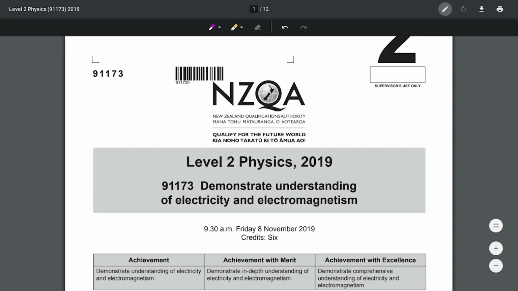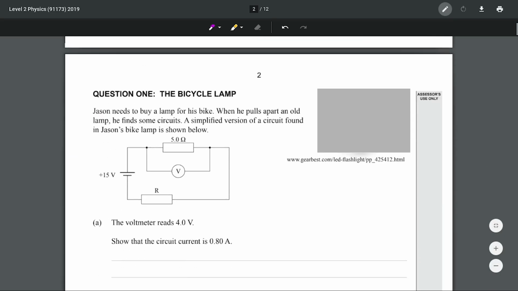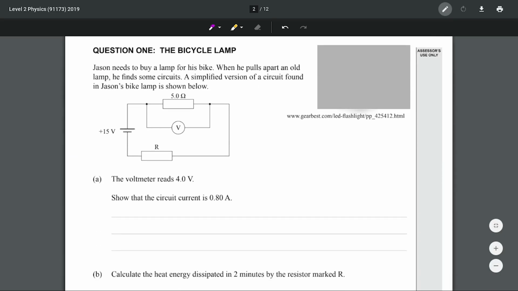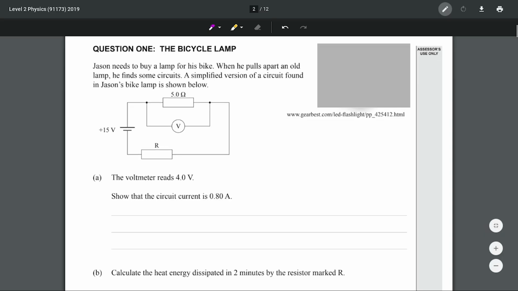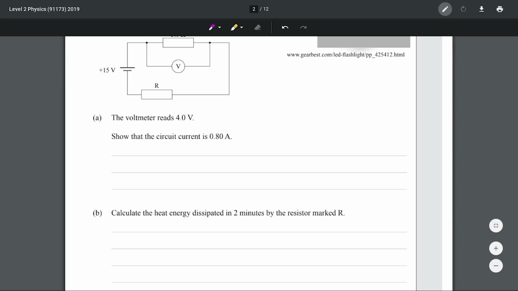In this video, we'll be going through the 2019 Electricity and Electromagnetism paper. Okay, question 1. We've got some sort of circuit for a lamp on a bike, and we can see that there are two resistors, a voltmeter across one of the resistors, a voltage source, and we're asked in the first question to show that the circuit current is 0.8 amps.